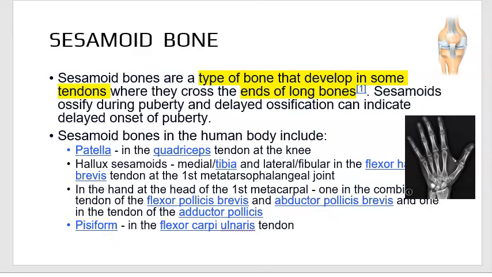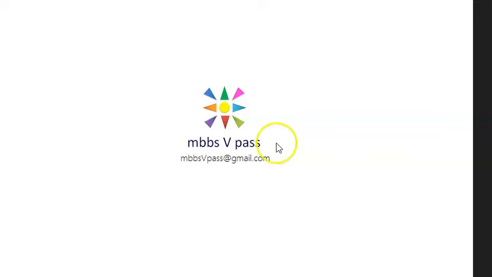Okay, so there are a lot of other sesamoid bones, but they have asked how many examples? 2 examples. Okay, one more I will tell you. A sesamoid bone can form at the head of the first metacarpal also. It doesn't have any special name. Even a sesamoid bone can fracture, people.